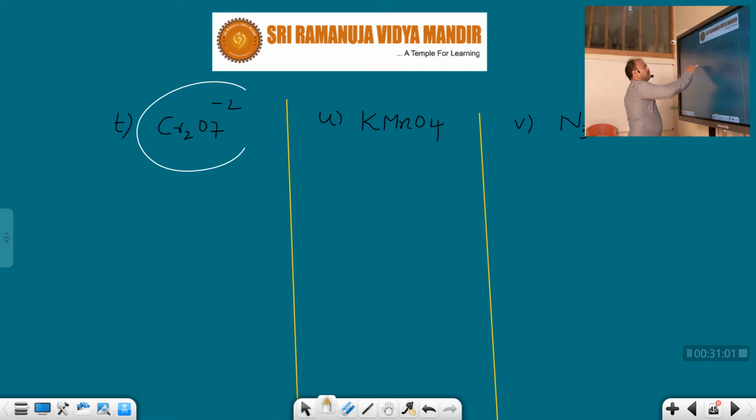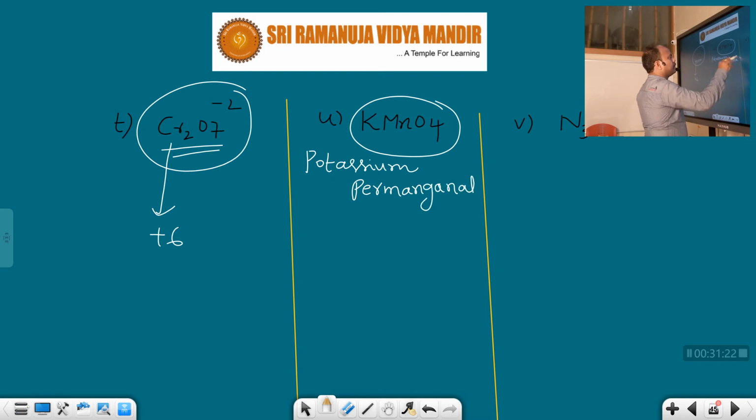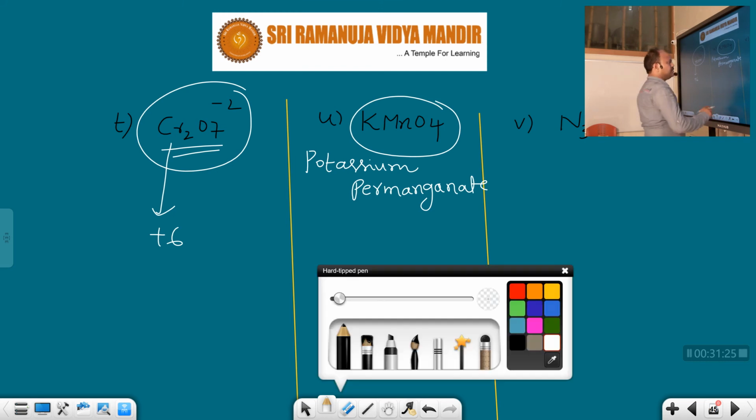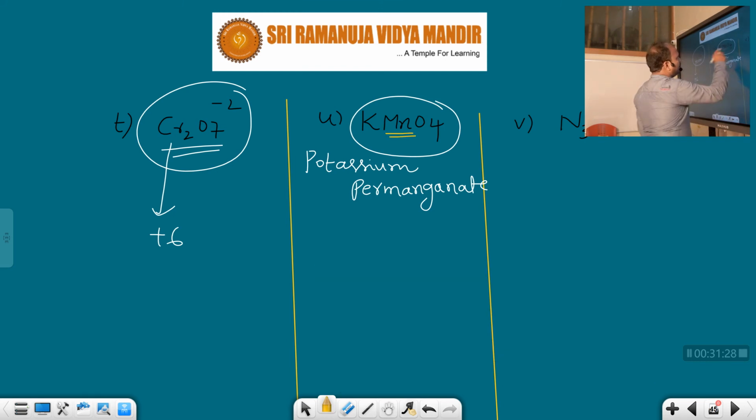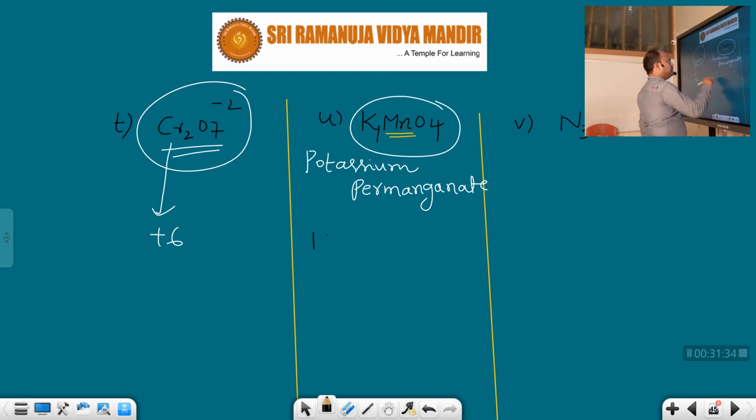Next, dichromate ion. I had already told you Cr2O7 2-, this oxidation number of chromium is how much? Plus 6. KMnO4, this name is potassium permanganate. In potassium permanganate, what is the oxidation number of manganese? Here we have to find the oxidation number of manganese. How to do it? Take a look here. How many potassiums are there? 1 potassium. How many manganese are there? 1 manganese. How many oxygens are there? 4 oxygens. The sum should be equal to its charge, 0.